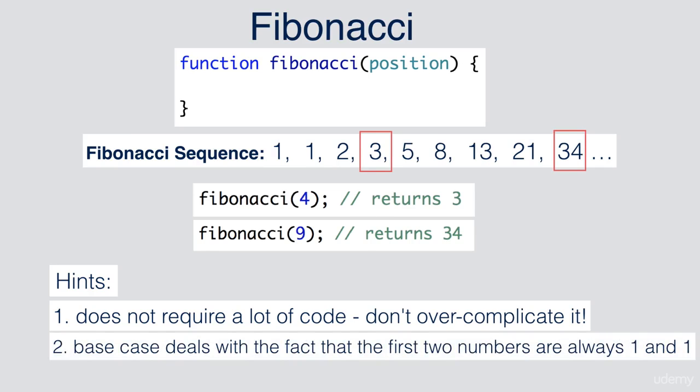And a second hint is that since this algorithm will be recursive, we know that it will have a base case. The base case for this algorithm has something to do with the fact that the first two numbers in the Fibonacci sequence are 1 and 1.